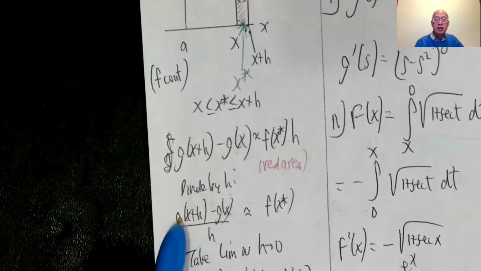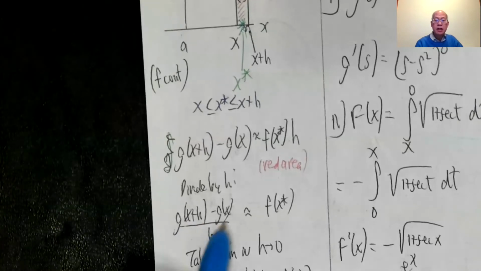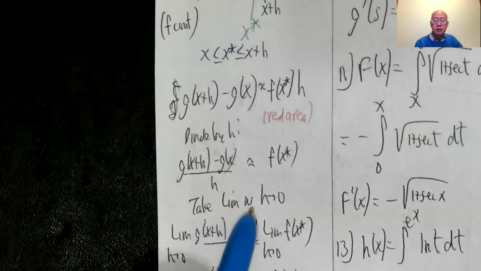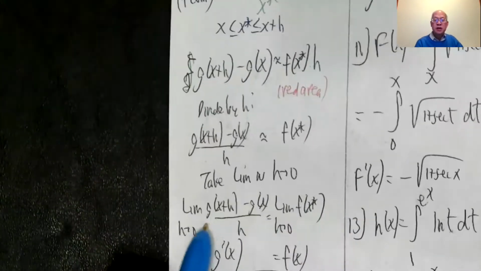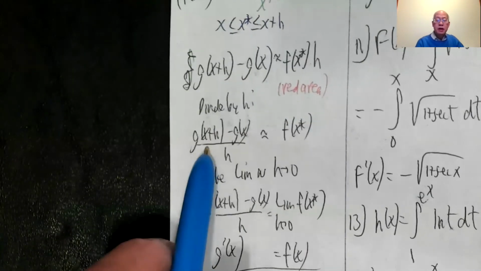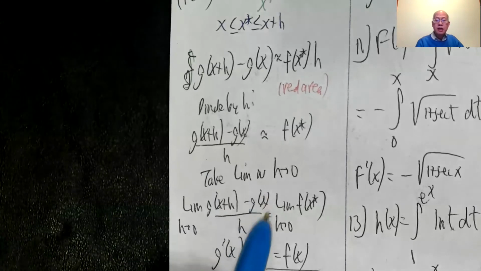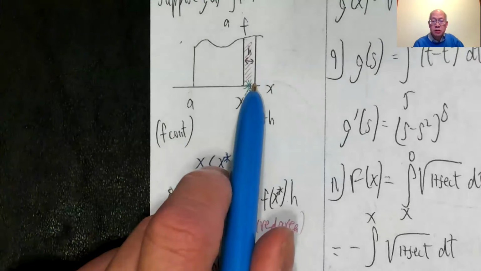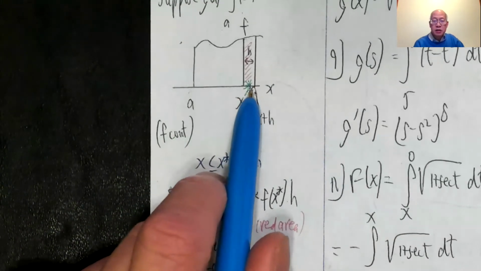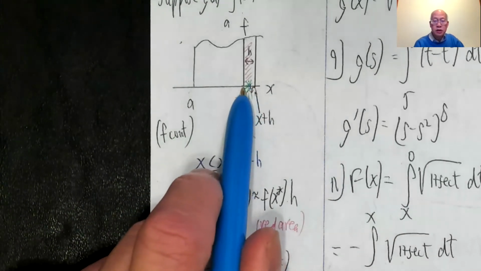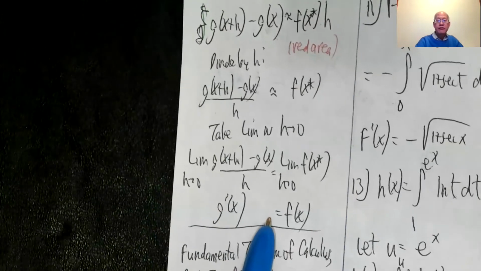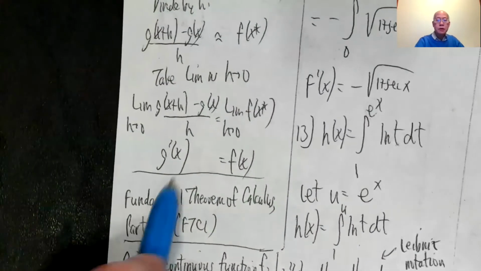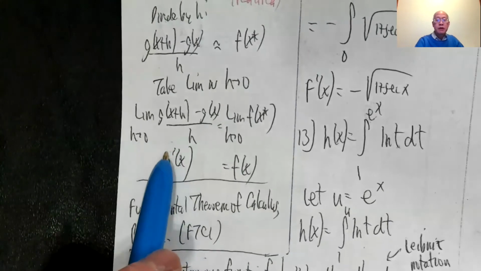Divide by h: g of x plus h minus g of x all over h is approximately f of x star. Take the limit as h approaches 0. If f is continuous, the limit of the left side looks like that. The right side is the limit as h approaches 0 of f of x star. As h approaches 0, x star is forced to move closer and closer to x, so the right-hand side becomes f of x. The left side is the definition of g prime of x. So g prime of x is f of x.